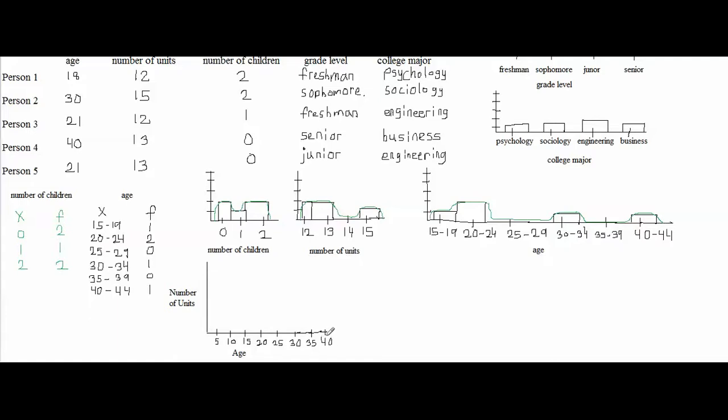And number of units in our data set goes from 12 to 15. So maybe we should use multiples of 3 because if we used multiples of 5, we would only have 3 tick marks. It would just be 5, 10, 15. And we want a few more tick marks than that, so let's go up by 3s. So it'll be 3, 6, 9, 12, 15.